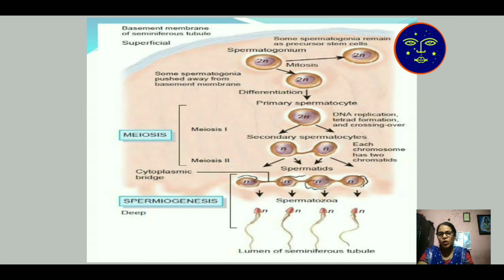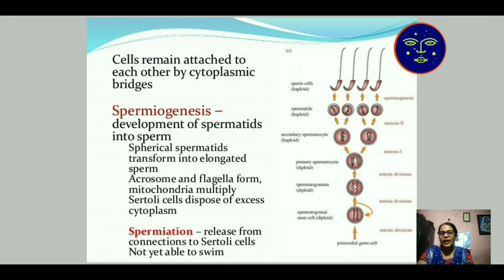The spermatids undergo spermiogenesis, and this process converts them into sperm inside the lumen of the seminiferous tubule. Here is the detailed and important diagram of your spermatogenesis cycle. The cells remain attached to each other by cytoplasmic bridges. Spermiogenesis is the development of the spermatid. The spermatid also contains n number of chromosomes, and the sperm also has n number of chromosomes.